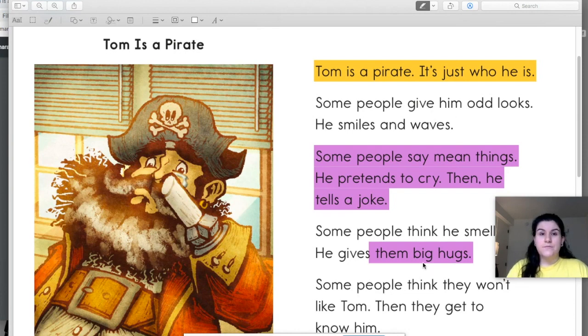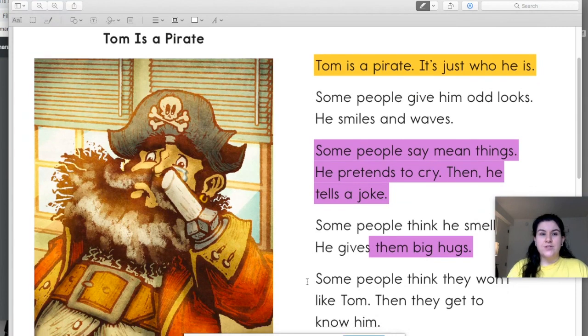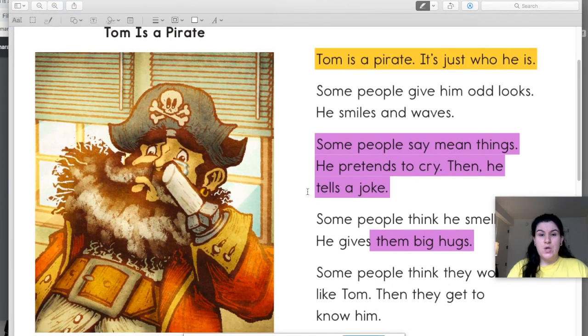Scholars, remember, when we want to figure out a character's traits, like Tom, for example, we're going to read the text and we're going to look for the things that he says and does. And that's going to help us figure out his character trait.